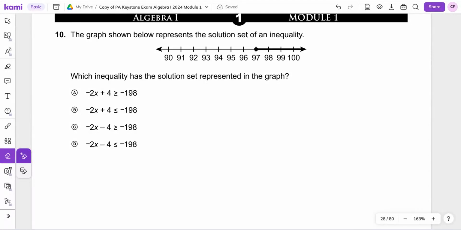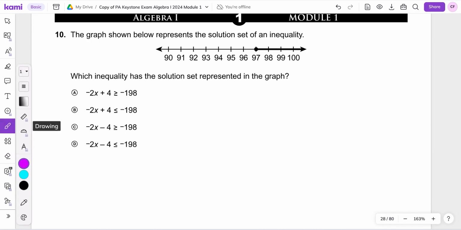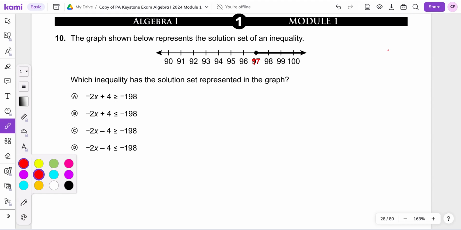The graph shown below represents the solution set of an inequality. Which inequality has the solution set represented in the graph? If we examine the graph, there are multiple parts we want to focus in on. First thing we want to look at is, what number is that at? It's at the 97 right here, which is the number I'm trying to get, a 97.